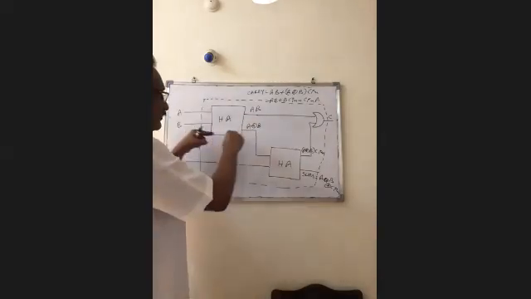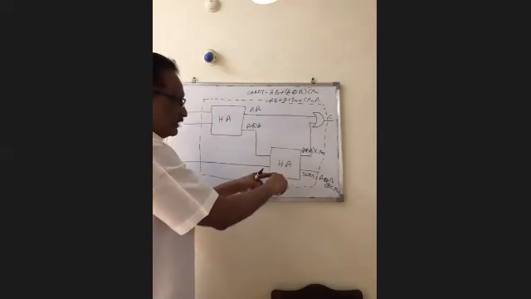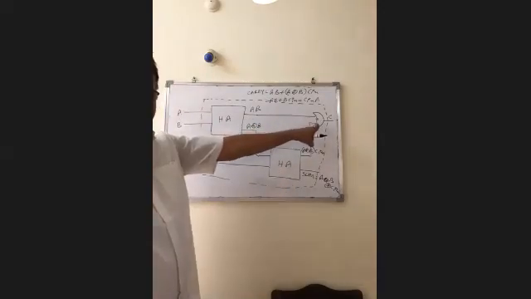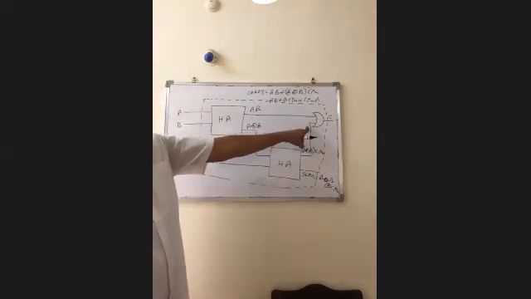This is the first half adder, this is the second half adder, and that is the OR gate.